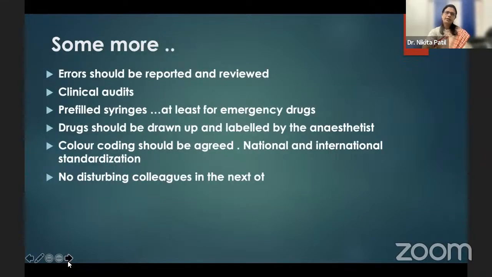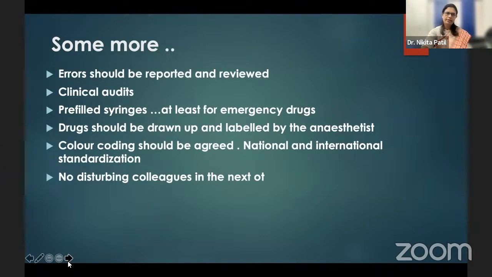Some more tips. Errors should be reported and reviewed. Clinical audits should happen in the hospital, and we should proudly go to the audits because our inputs are very important. We are the ones who face the emergency. We are the ones who are called for emergency tackling. So clinical audits should be attended. There should be no blame game. What went wrong and how can it be corrected, more than who did it or who was wrong. No, this is not to be discussed.